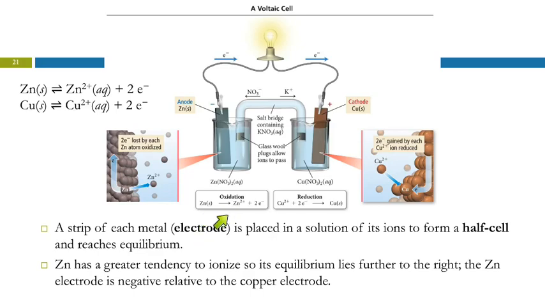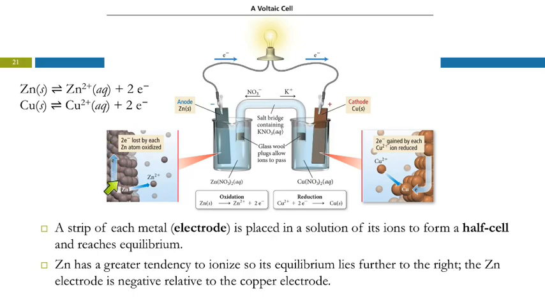So here's the oxidation reaction, zinc going to zinc ion plus 2 electrons. The reduction that's occurring is the copper ion plus 2 electrons to make solid copper. So what we've done now is we've separated the 2 half reactions. So over here we have zinc metal and a solution containing zinc ions. And on this side we have a strip of copper metal and a solution containing copper ions.